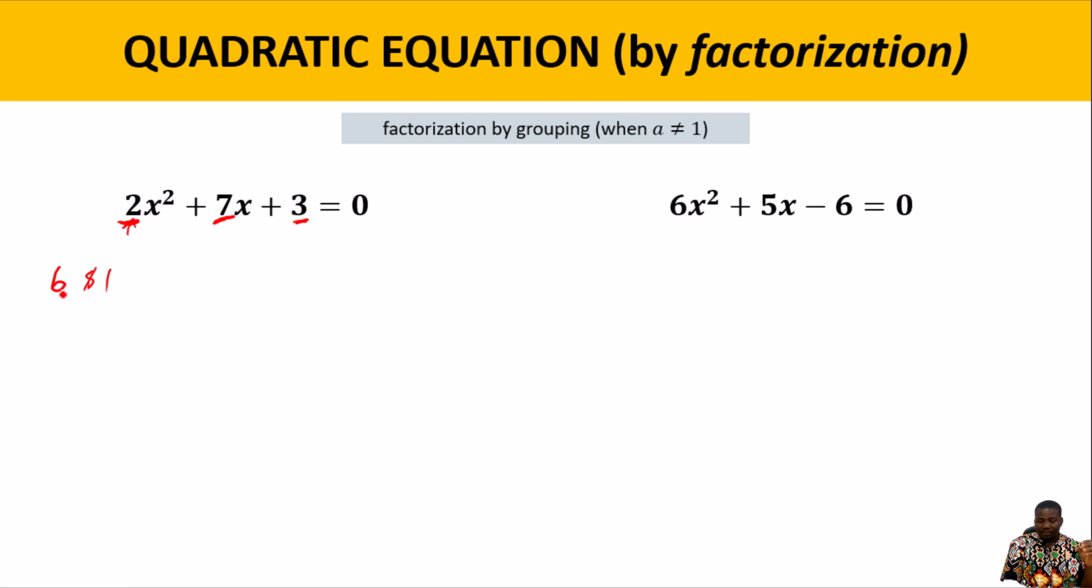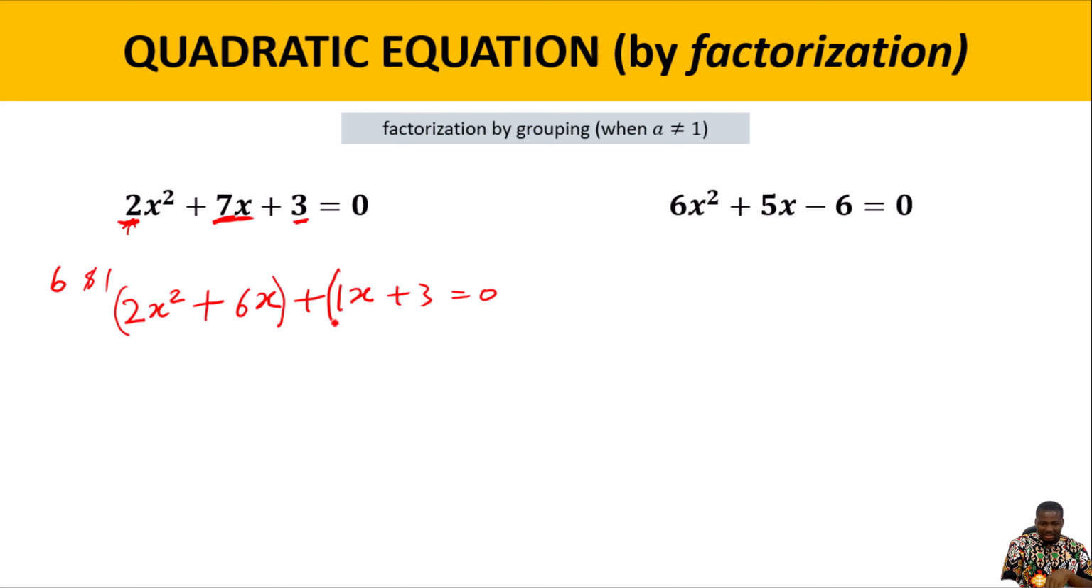If I add 6 and 1, I get 7. So I'm going to split this 7x into 6x plus 1x. So I have 2x squared plus 6x plus 1x plus 3 equals 0. Now, take a look at this part. We can have something like this.